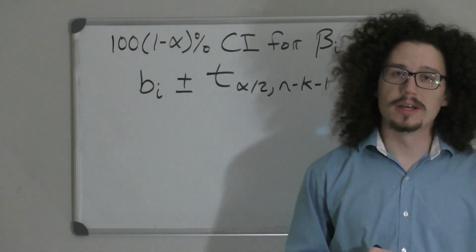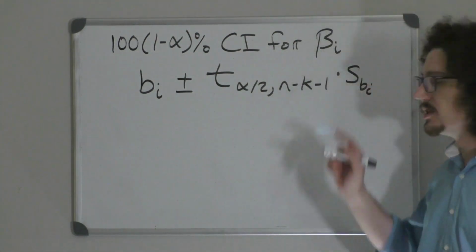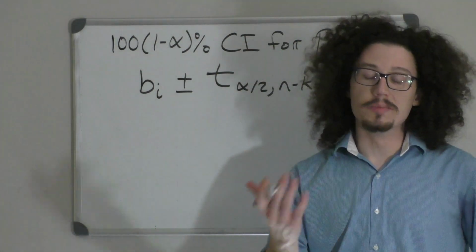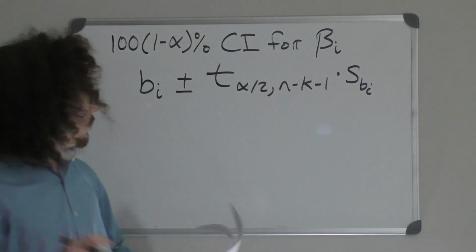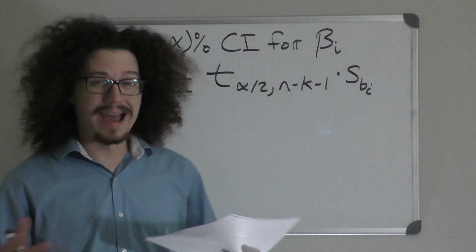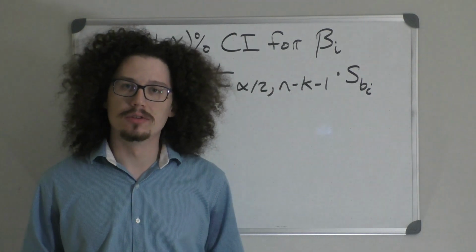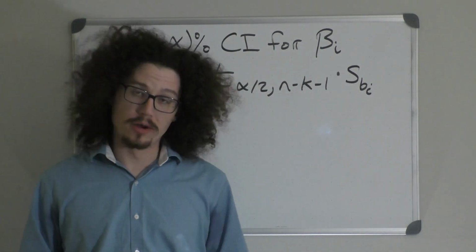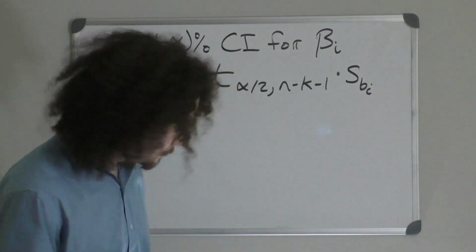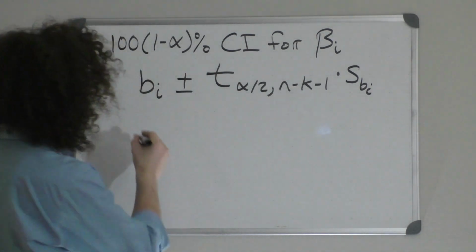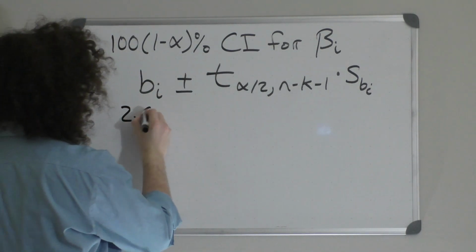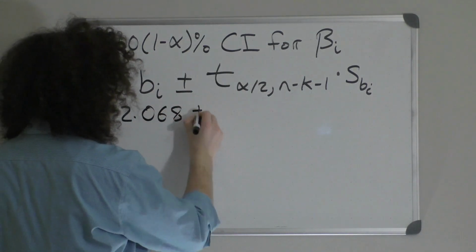So BI plus or minus T alpha divided by 2 with n minus k minus 1 degrees of freedom times the standard error for the particular B. So let's say we wanted to find the 99% confidence interval for beta 1, is what I put here. All right, so we would start with our BI, in this case B1.